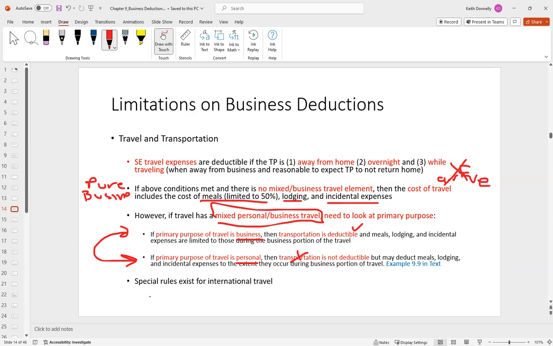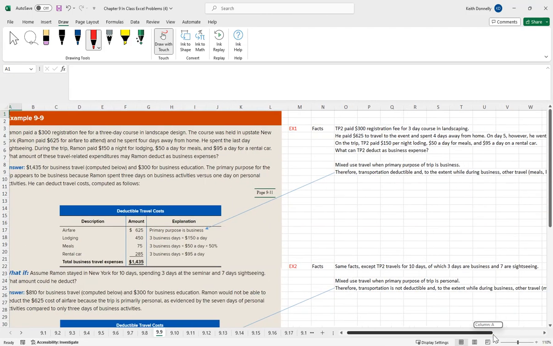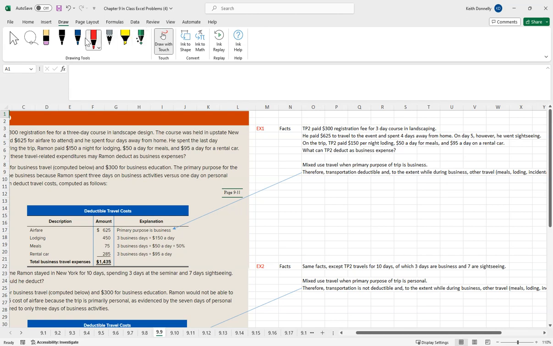Okay, so let's look here at 9.9. So the first one, right, they're telling us here, if we look at it, looks like we had, in this case, a $300 registration fee for a 3-day course in landscaping. So we have a self-employed taxpayer. He's traveling out of state overnight. It wouldn't be reasonable for him to return. It looks like some of the trip he was working, and then on day 5 he went sightseeing. Right, so they're then telling us some information here. They spent this amount per meals per day. They want to know how much can this taxpayer deduct as a business expense, right?